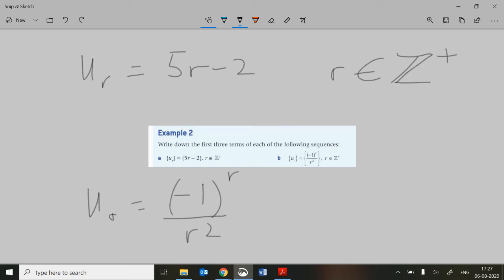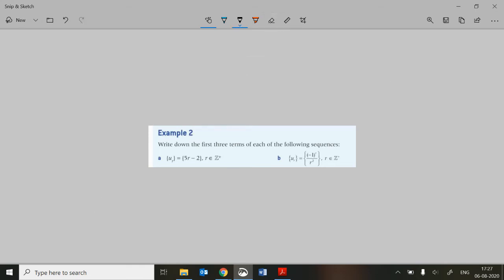So if we put in 1, for example, you'll get minus 1 to the power of 1, which is minus 1, divided by 1 squared, which is just 1, which gives us minus 1. So that's going to be u1. I should really do some working out for that, but I'm running out of space. So let's just say u1 equals minus 1 to the power of 1 divided by 1 squared, and that gives us the answer of minus 1.